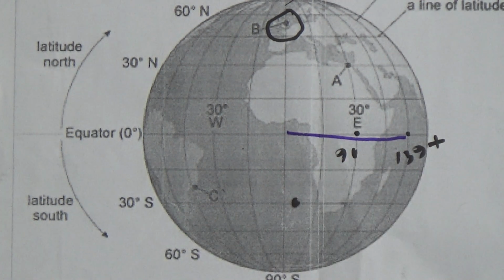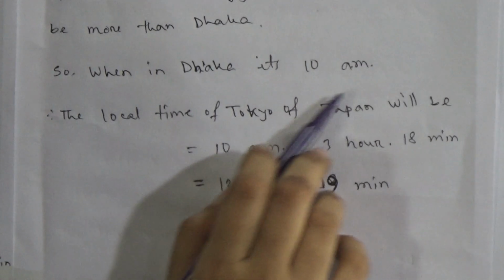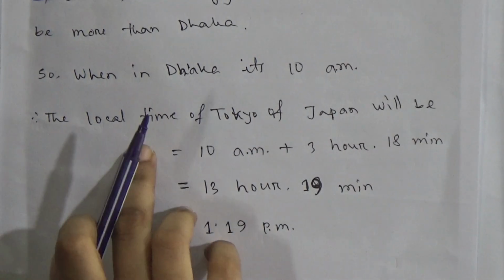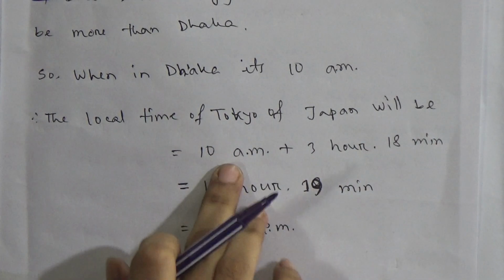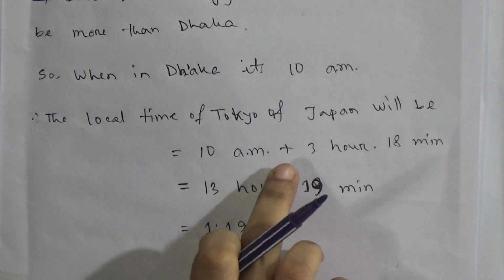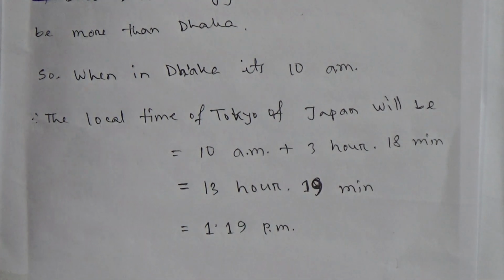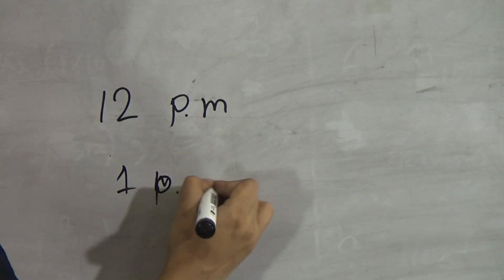So the time will be increasing, and now we will add the difference to the time of Dhaka. So when in Dhaka it's 10 am, the local time of Tokyo, Japan will be 10 am plus 3 hours 19 minutes. That means with 10, if we add 3, it becomes 13 hours. So dear students, in our country we calculate after 12 pm. If we get 1, that means it will be 1 pm.